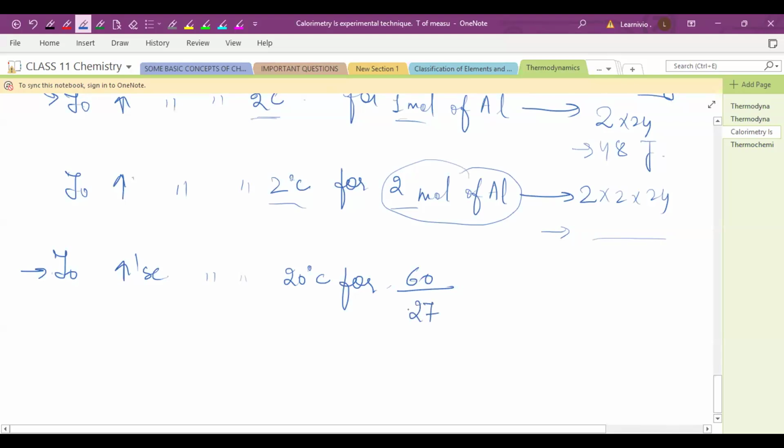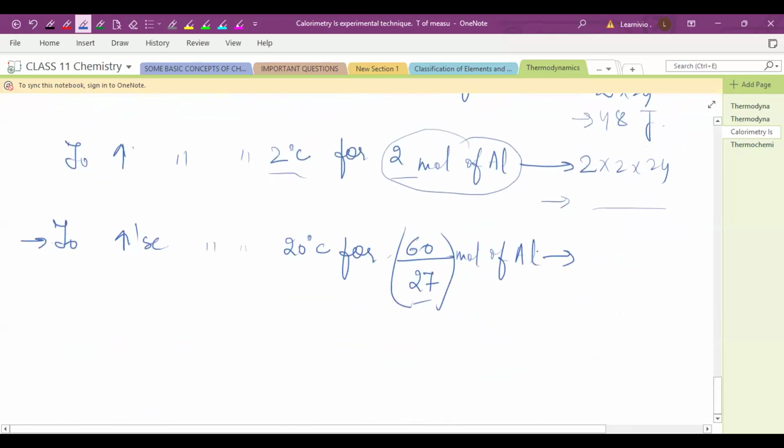So this is the basic thing you should know. The number of moles is given mass upon molar mass. The given mass of aluminium is given in the question, 60 gram, and the molar mass is 27. So you can calculate the number of moles from here. This is the number of moles of aluminium. Now, how can you calculate it? The molar heat capacity is given, right? The temperature is given, and this number of moles is given.